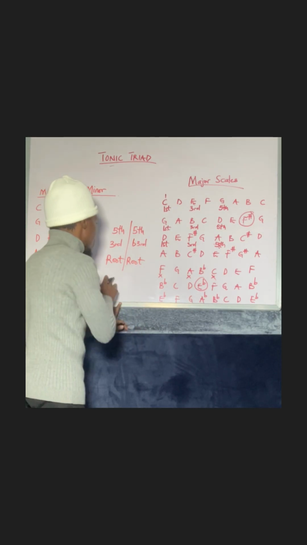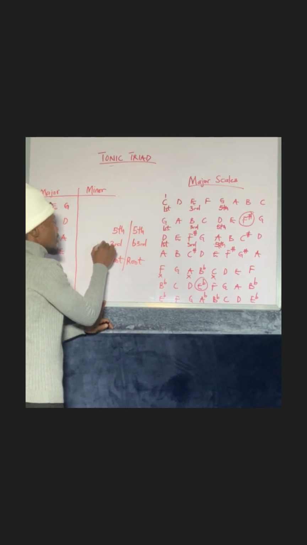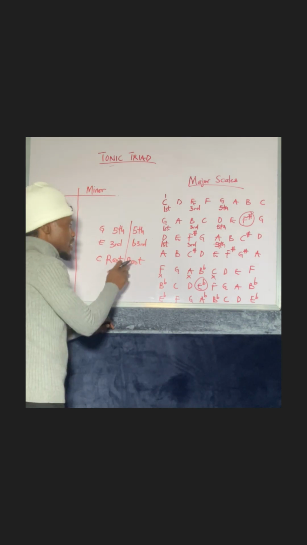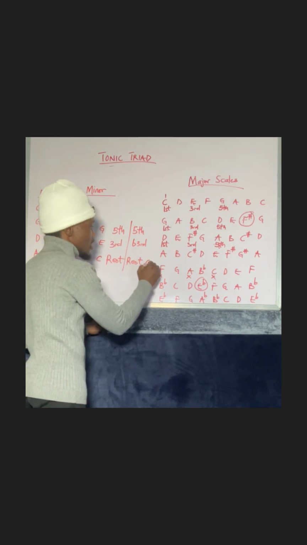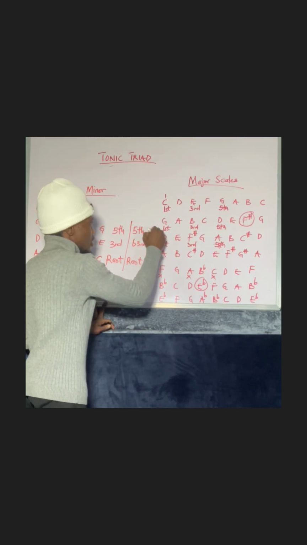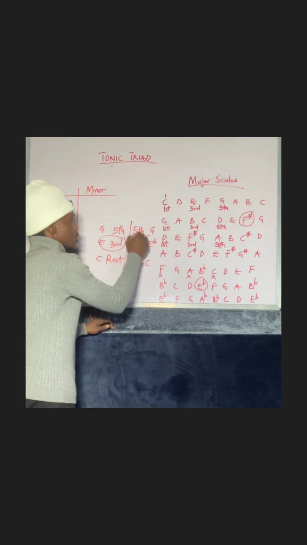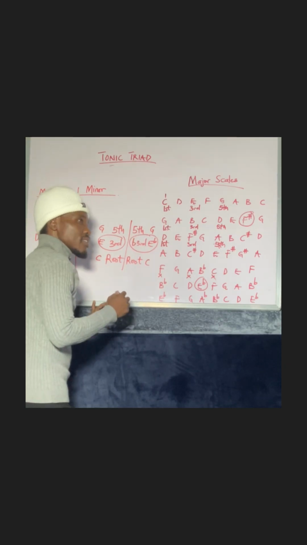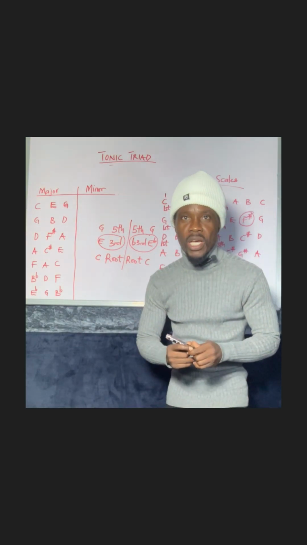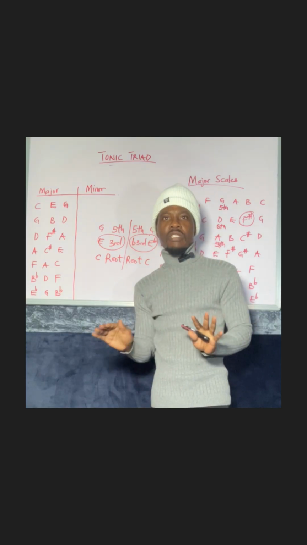Okay. For instance, if C major is C, E, G, then C minor will be what? C, E flat, and G. You can see the difference here is what? The third. What does that mean? That when the third note of a major is lowered, it becomes minor. It's as simple as that.